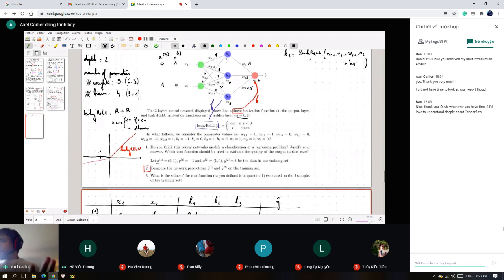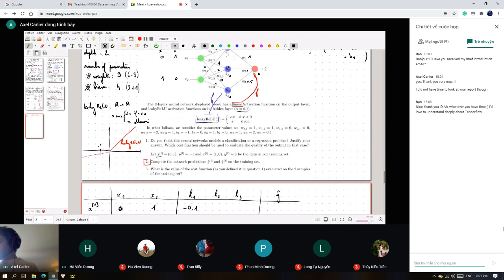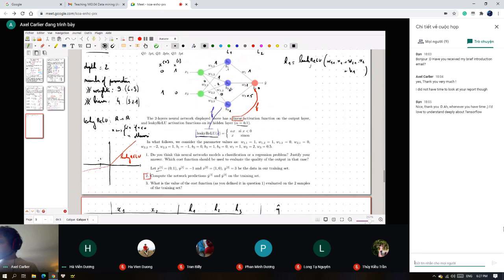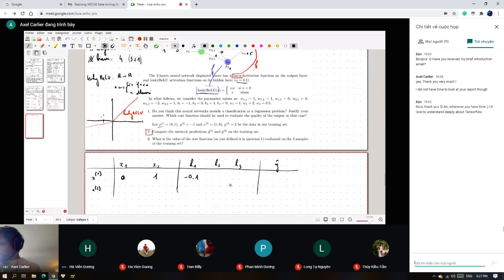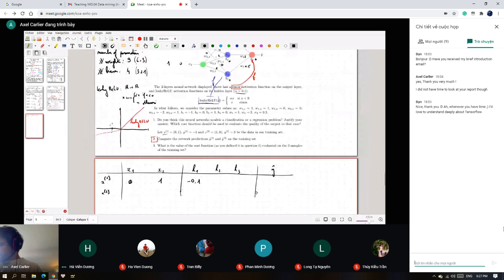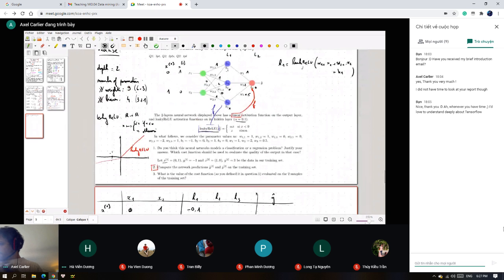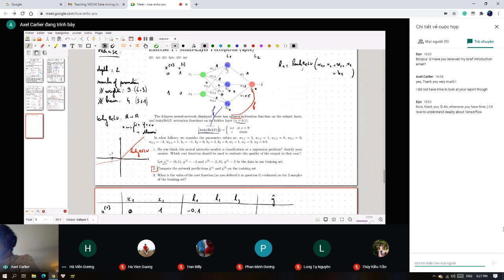Okay, so now if you have seen the idea, you can compute H2 and H3. Same for 0, 1. Maybe I just zoom out a little bit. And once you have H2 and H3, you can compute y hat using these values, this bias, and the values of H1, H2, and H3, and you will have y hat.